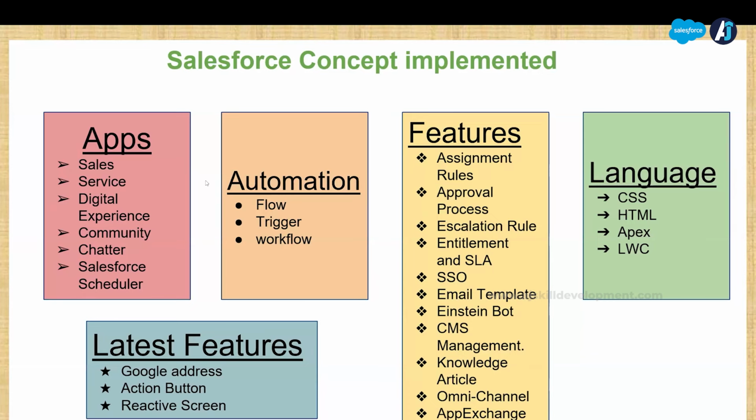Sorry. Thank you, Sinha. We have used apps: Sales Cloud, Service Cloud, Digital Experience Cloud, also Community Portal, and automation: Flow, Trigger and Workflow, Approval Process, Escalation Tools, SLA, SSO, and Email Template Builder, which is a new introduction. You can design an email as per our requirement with images and all these things. When the lead is converted into an account, we get the welcome email designed in the email template builder. That is a new feature.